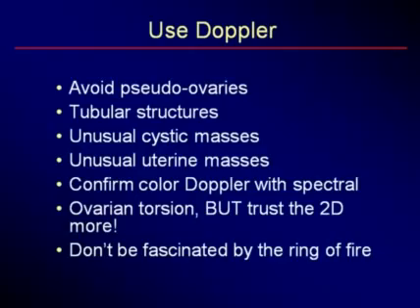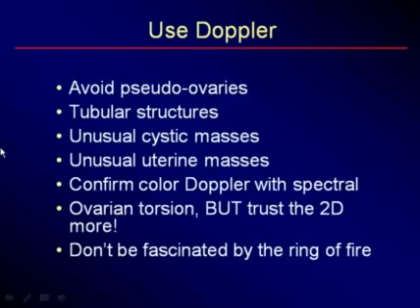Another thing to avoid pitfalls is to use Doppler. Use it liberally. It'll help you avoid pseudo ovaries, helps you find true tubular structures versus vessels, and helps you work out unusual cystic masses or unusual uterine masses. Confirm color Doppler. Well, you have to confirm color Doppler with a spectral tracing. That's one way to avoid pitfalls.